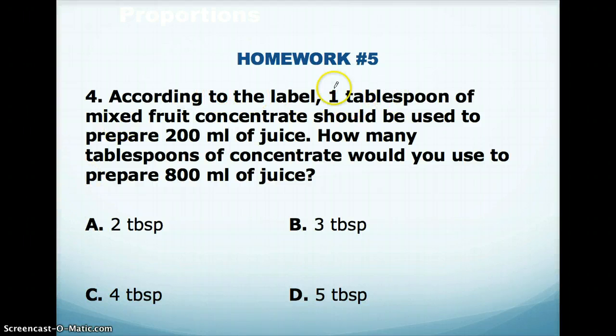According to the label, 1 tablespoon of mixed fruit concentrate should be used to prepare 200 milliliters of juice. How many tablespoons of concentrate would you use to prepare 800 milliliters of juice?